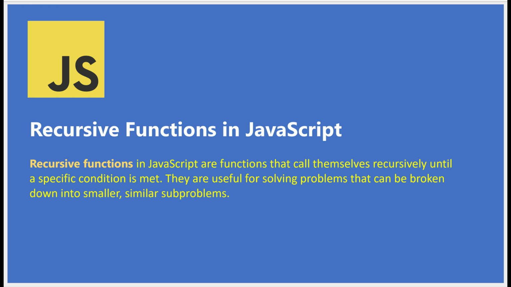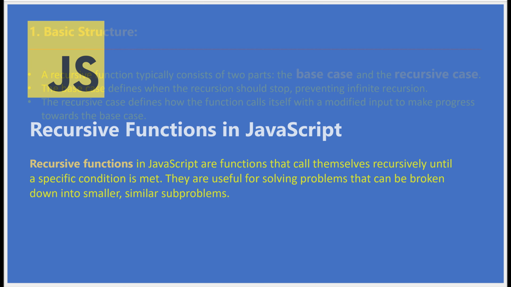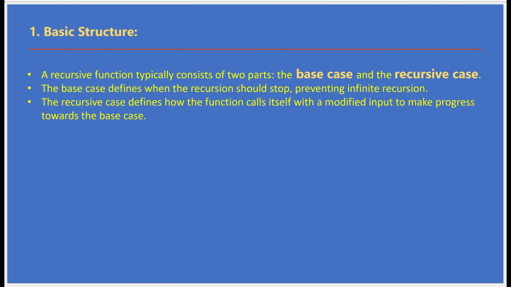It's like a dog chasing its tail, but with a purpose. The function keeps repeating itself until it achieves the desired result. This process is broken down into two main parts, the base case and the recursive case. The base case is like a safety net. It defines when the recursion should stop so that the function doesn't end up calling itself infinitely.